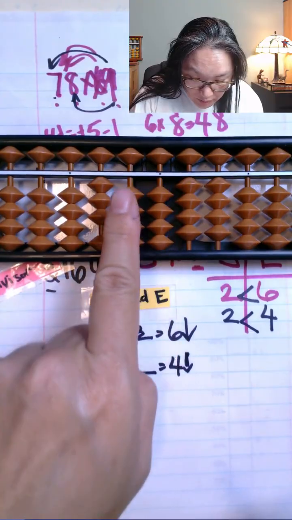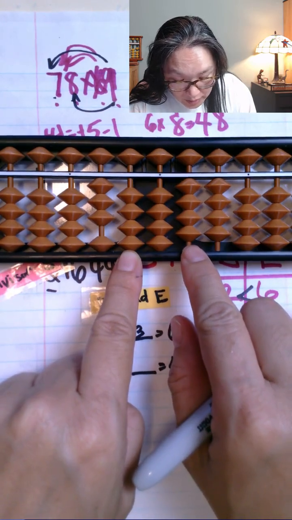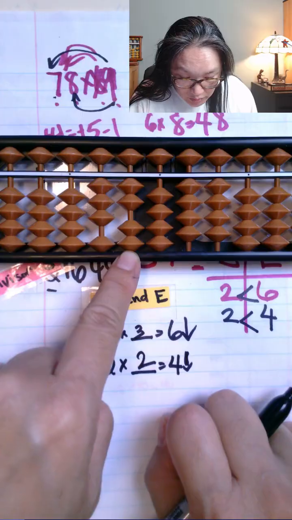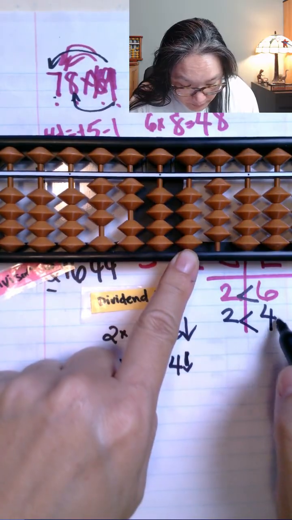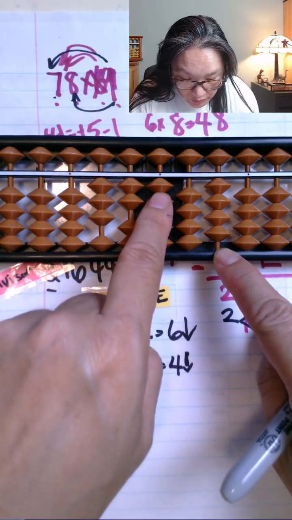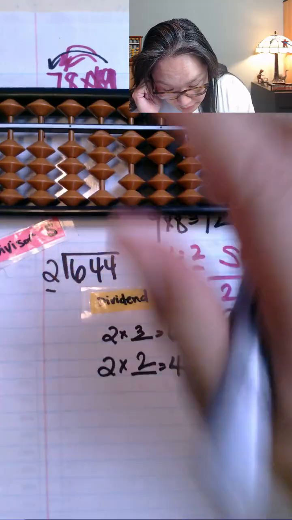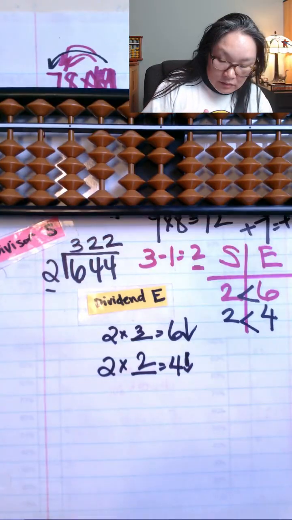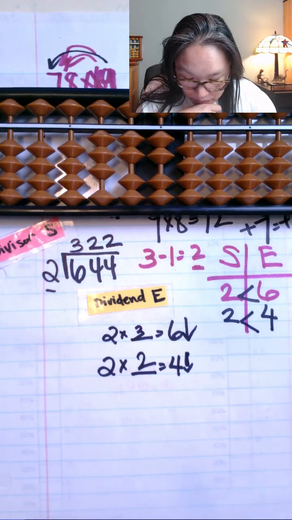I'm skipping one column. I'm going to put it here. And I only need to subtract one column. So 2 times 2, thank you, Melinda. That's my 2. Take away 4. And then do it again. Dividend is 4. Divisor is 2. 2 times 2 minus the 4. So our answer is 322. Yes, 322.